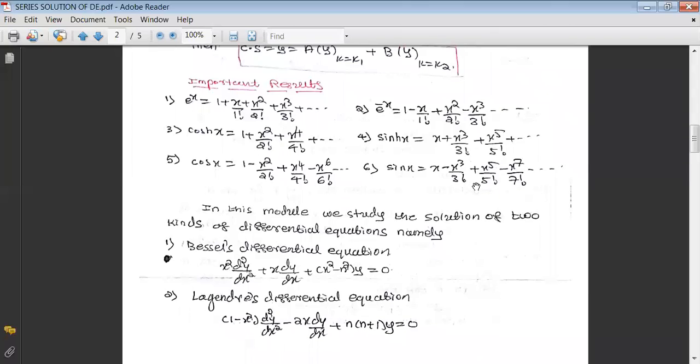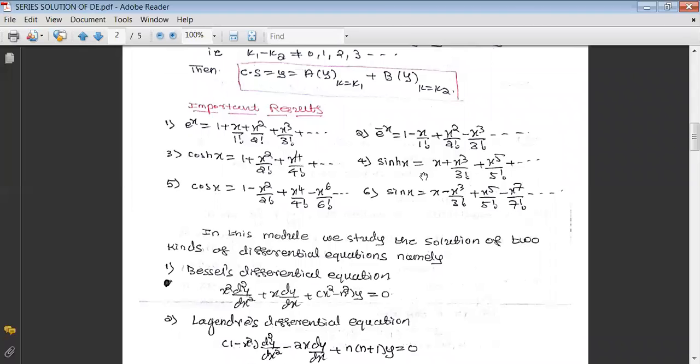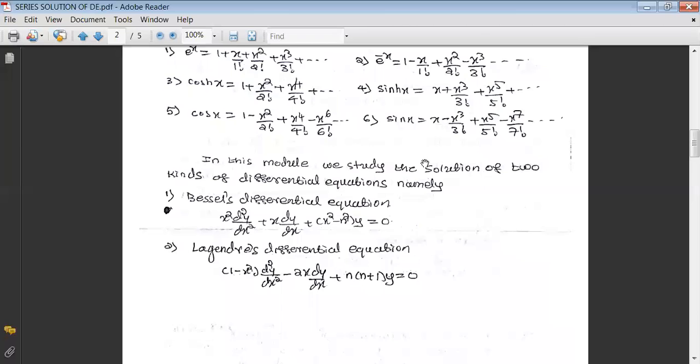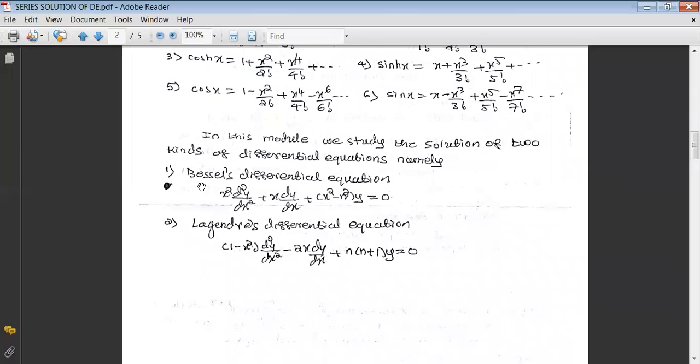And in this module, we have to discuss, importantly, the series solution of a differential equation. Namely, first we have to discuss the series solution of Bessel's differential equation, which is given as x squared d squared y by dx squared plus x dy by dx plus (x squared minus n squared) y equals 0. This equation is known as Bessel's differential equation, and we are required to find its series solution. That is one important equation.